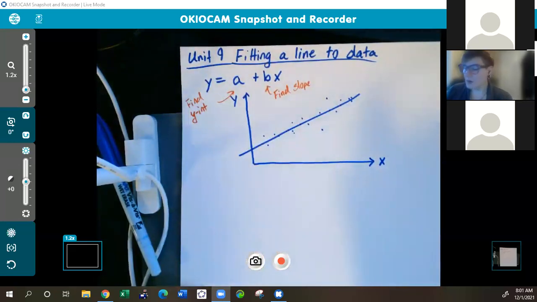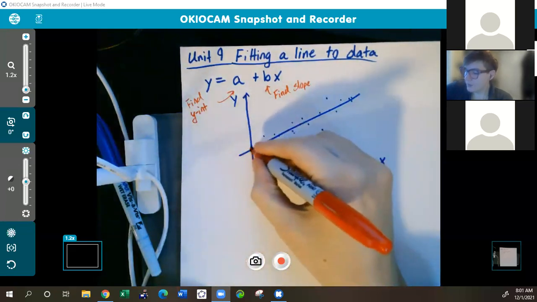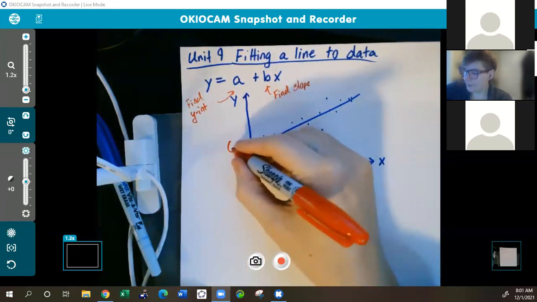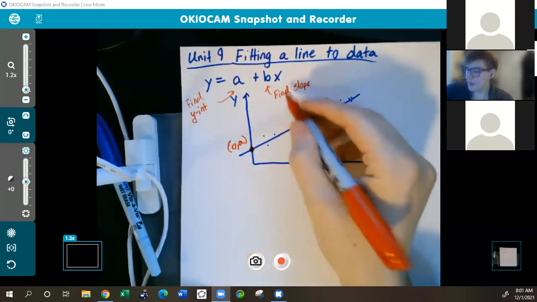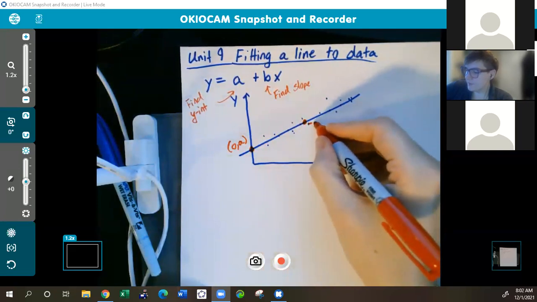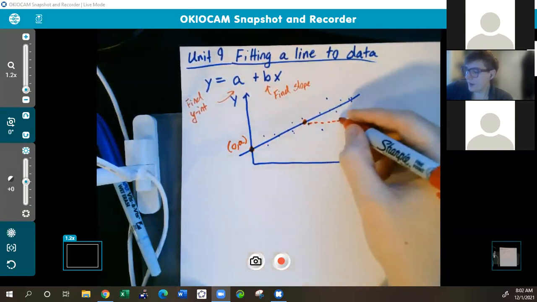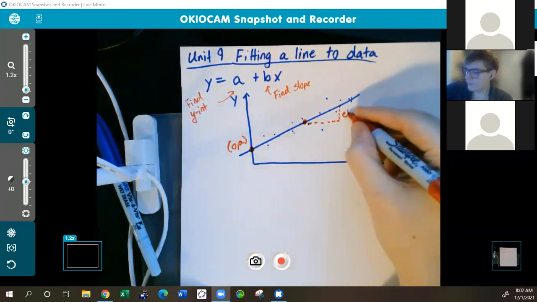So if we were to mark these on a graph, we would have our a value right here, which happens at 0 and a. And then what our slope is going to tell us is how our y changes as our x changes.